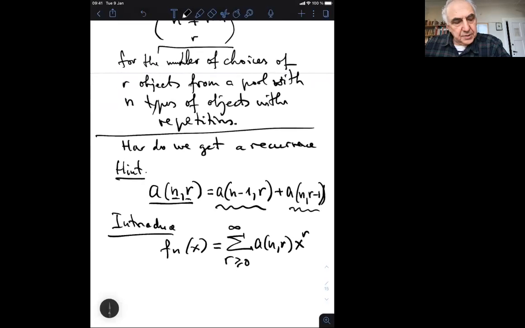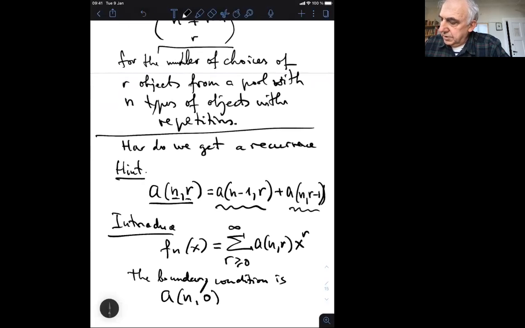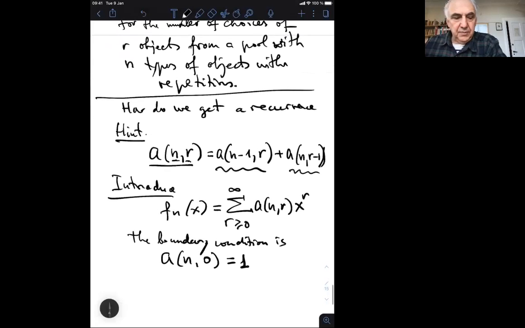Now, then our recurrence. So what do we have additionally? We have the boundary condition: a_{n,0} is 1. If we're not choosing any object, if we're choosing 0 objects, then there is just one way to do this. And now our recurrence will transform into the following relation.